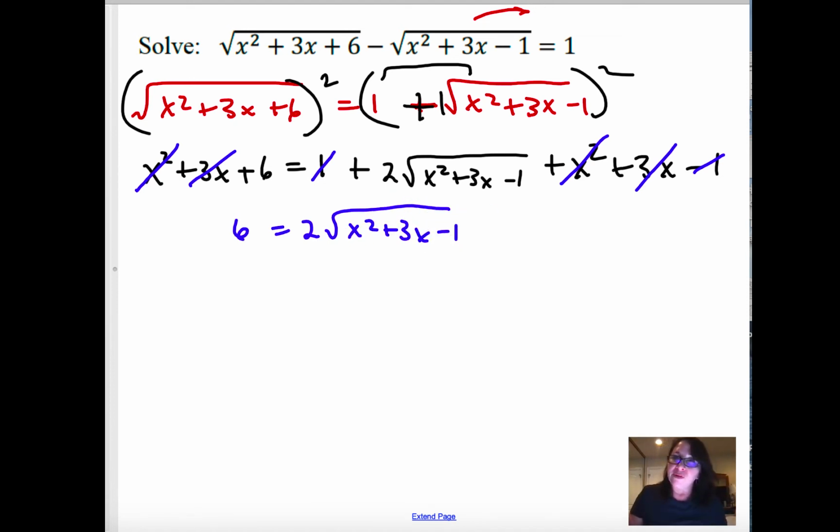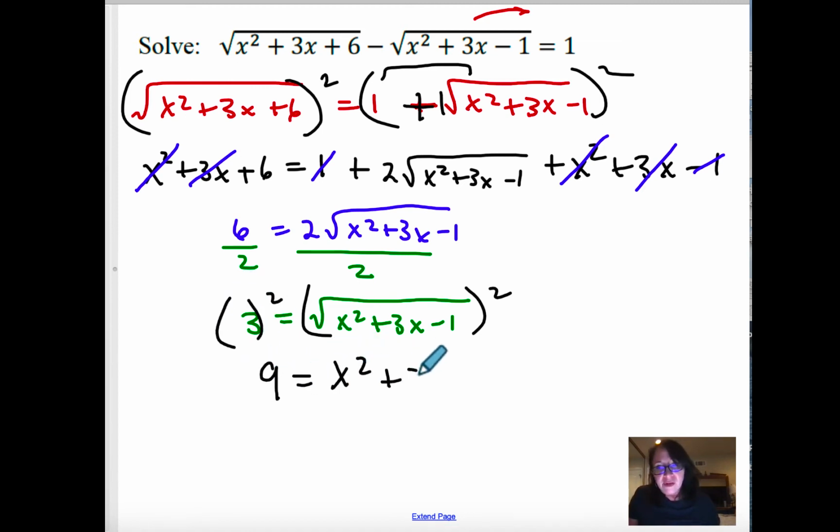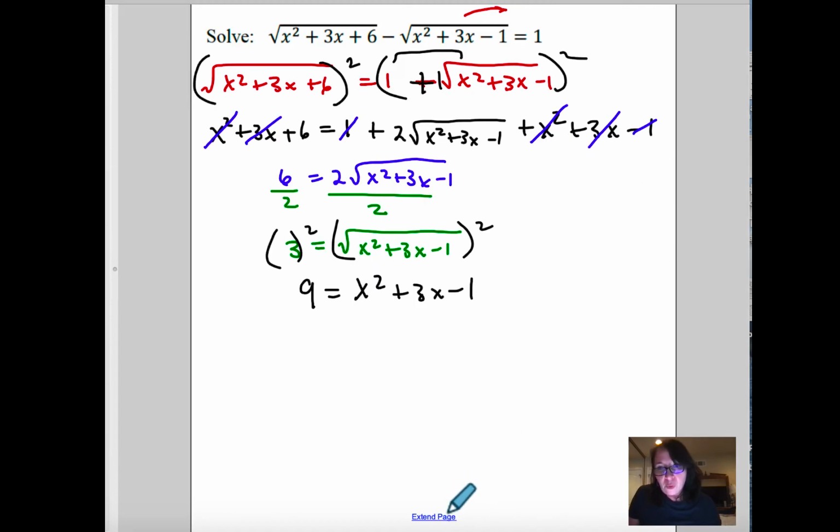Again, I'm going to square both sides, but before I do that, I notice that I have a 2 on both sides. So now I have 3 equals the square root of x squared plus 3x minus 1. So now I'm going to square both sides again to get rid of that root, and I get 9 is equal to x squared plus 3x minus 1. The root's going to go away, because remember, what we're doing is squaring a half power, and then that cancels, and you're just left with that number inside.